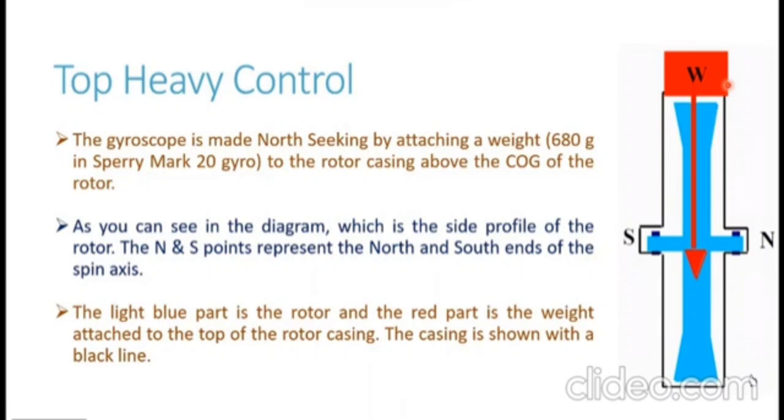The Sperry Mark 20 gyro is one particular model of the gyro compass which is very frequently used. They use this weight of 680 grams. This weight is fitted exactly on top of the rotor casing, exactly above the center of gravity of the spin axis and the rotor system.